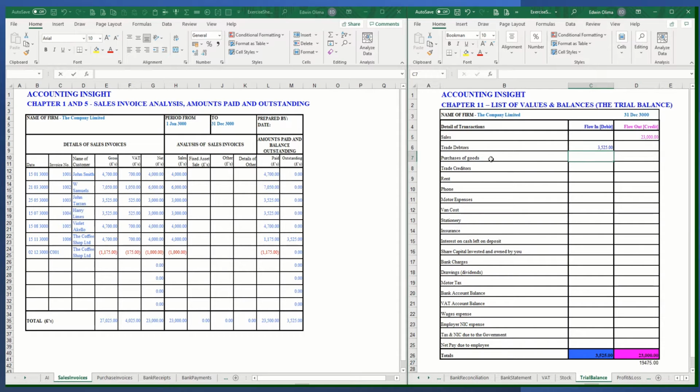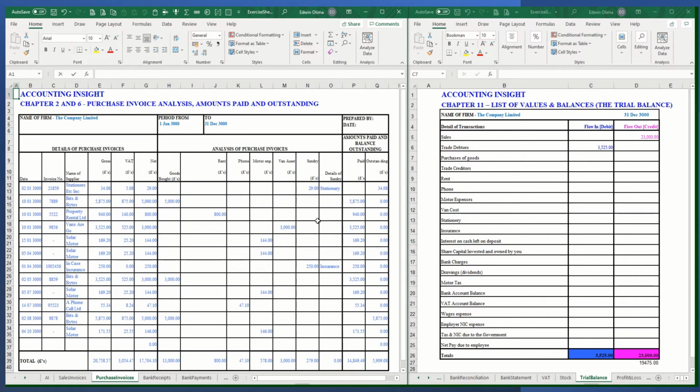The next thing to list out is the purchases of goods, and this we did when we were doing the purchase invoices. If we go to that tab, you can see the purchases of goods is there. So we link that in. That's flow of goods into the business, so it would be a debit.